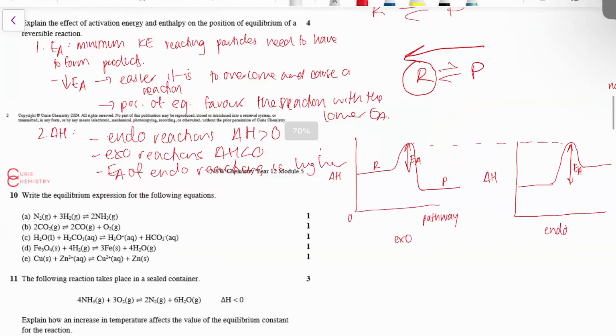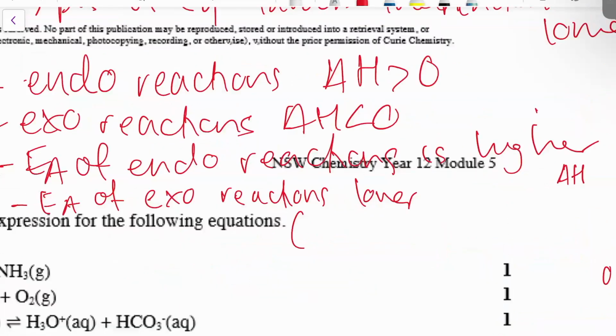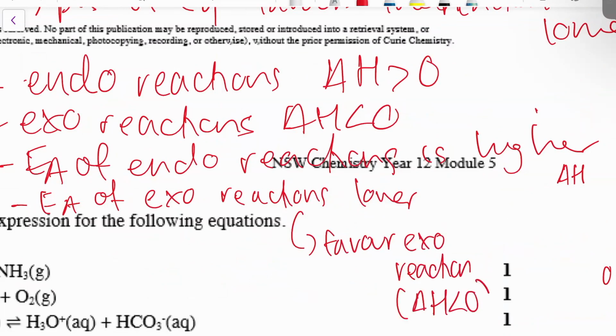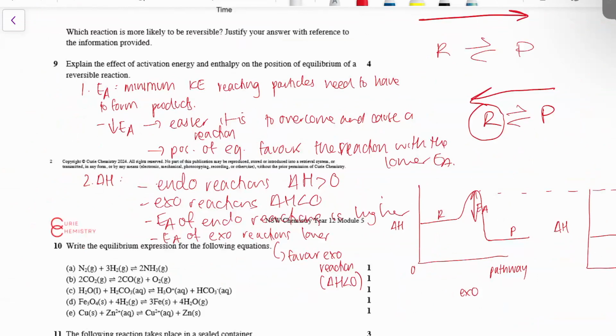So then you combine your second paragraph with your first. Activation energy of endo reactions is higher. Activation energy of exo reactions is lower. We said earlier that the lower the activation energy, the more it prefers that side. So if the activation energy of the exo reaction is lower, then it's going to favor the exo reaction, which means the position of equilibrium favors delta H less than 0. So now you know this is the most standard question taken directly out of the syllabus.